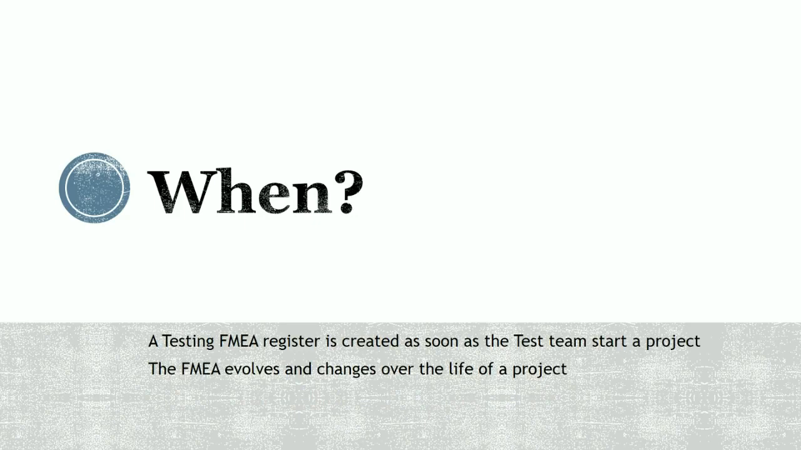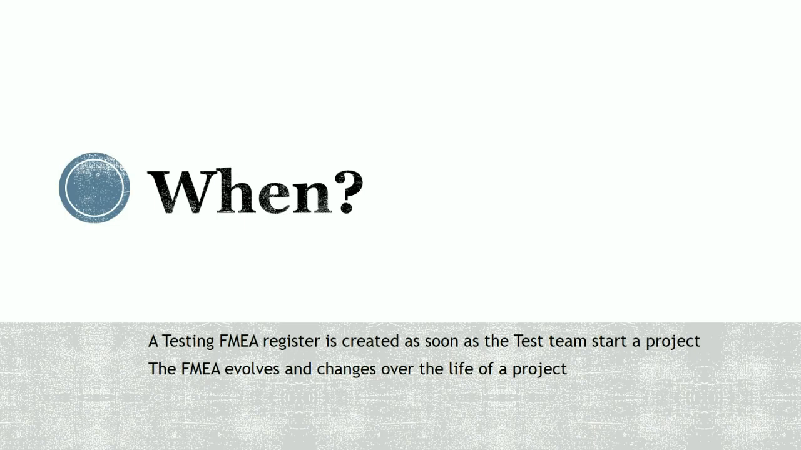It's done at the beginning. It's done as soon as the project manager gives the test team the task of testing. You need to understand what you've got to test. You need to understand what's going on, and the input from the failure mode effect analysis, the risk register, is input to your project planning.